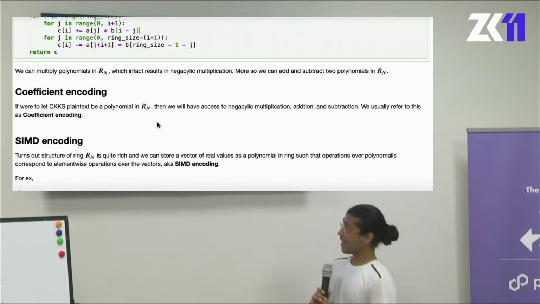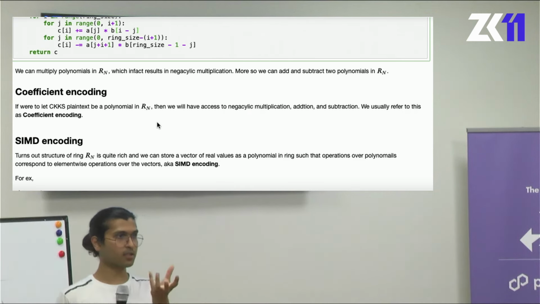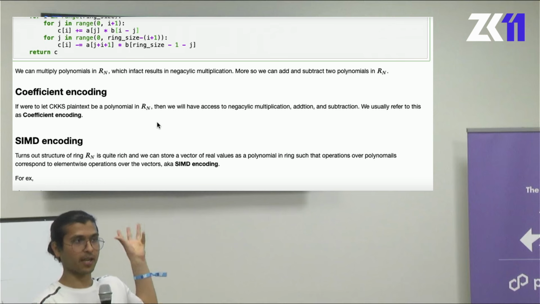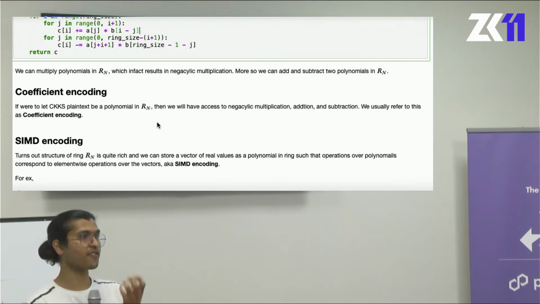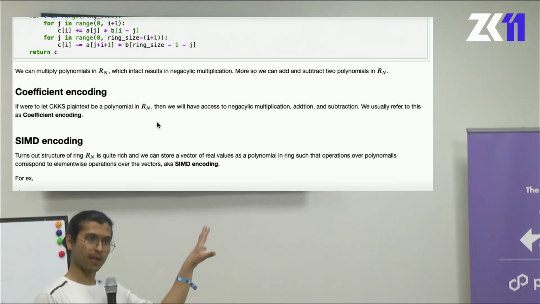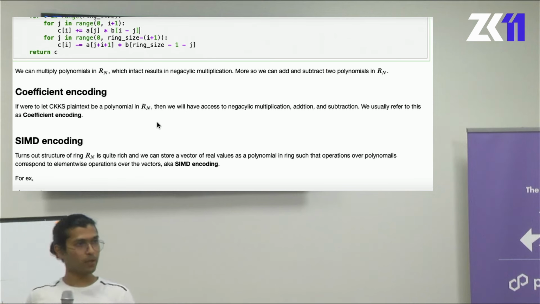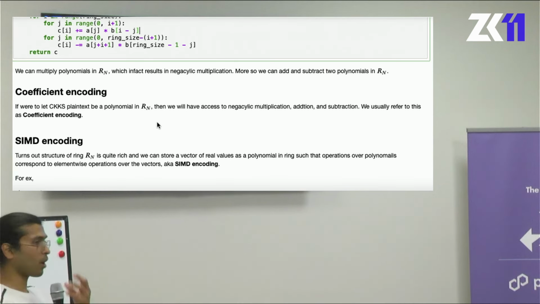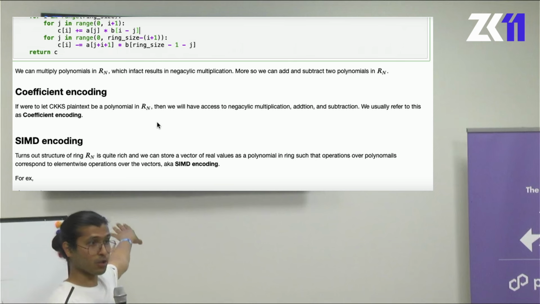Now, if you take a polynomial in this ring and set that as the plaintext of CKKS, that particular type of encoding is known as coefficient encoding. You simply take a polynomial in this ring, which is R[x]/(x^n plus 1), and if you take that as the plaintext, this is known as coefficient encoding. And the reason we call this coefficient encoding is because there's a different type of encoding that we also use in CKKS.